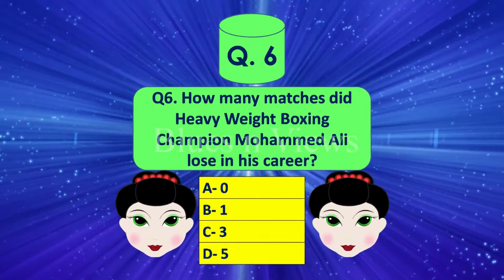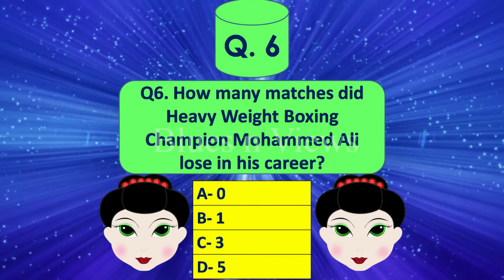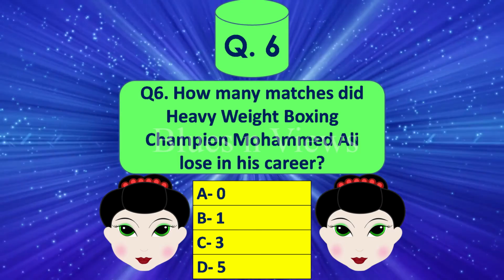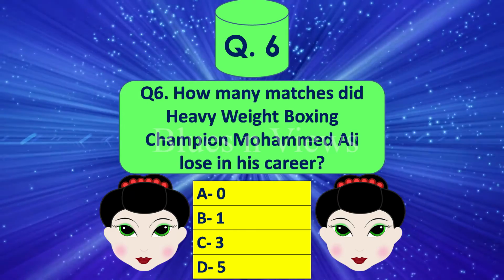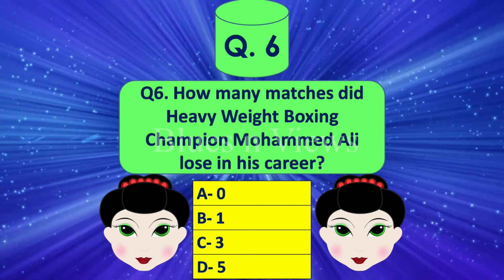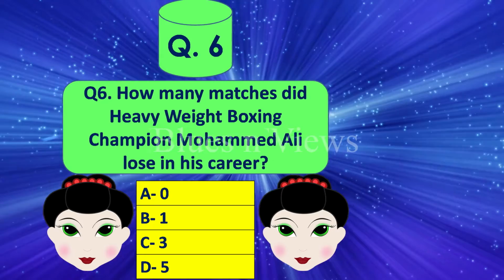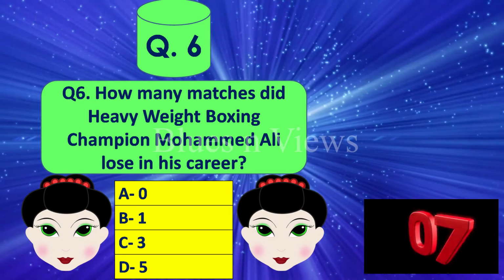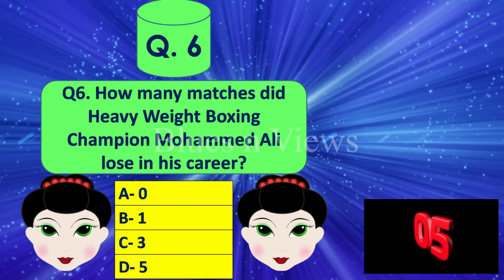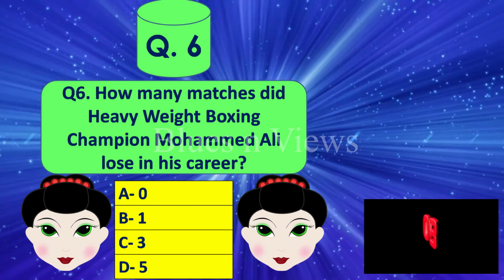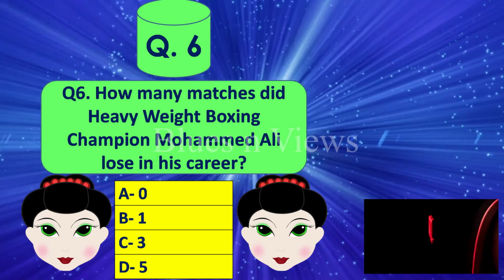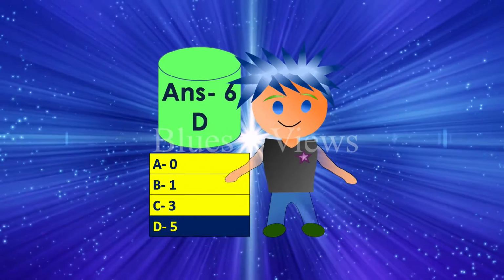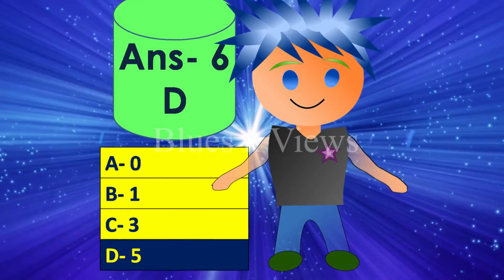Question 6. How many matches did heavyweight boxing champion Muhammad Ali lose in his career? Options are A. 0, B. 1, C. 3, D. 5. Answer 6 is D. 5.